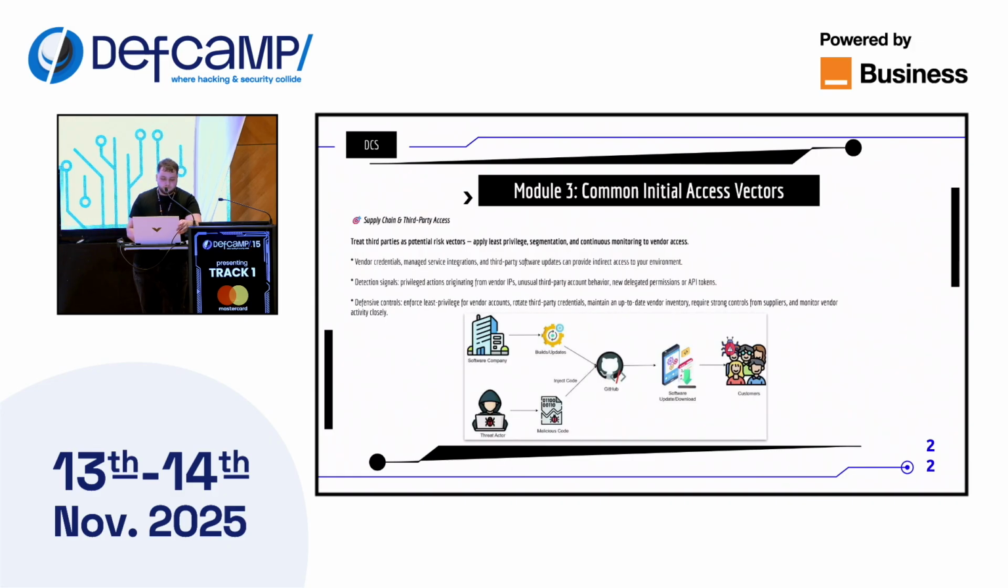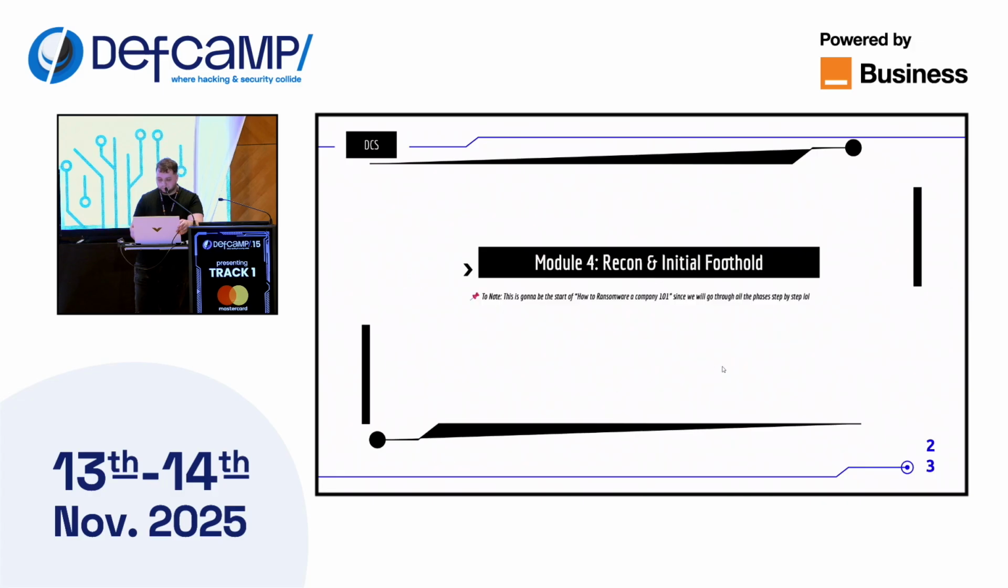And my favorite one is supply chain and third-party access, where we have a software company that builds code and updates it on GitHub, and we have a threat actor, which might be a third party or even your employee, who pushes some malicious code. Once the code is pushed to GitHub, the application built on it will get to the customers, and they will eventually get infected.